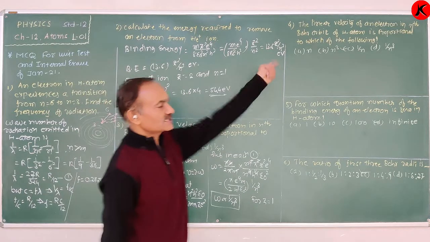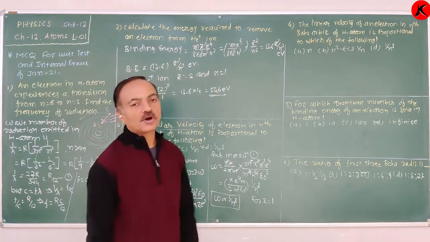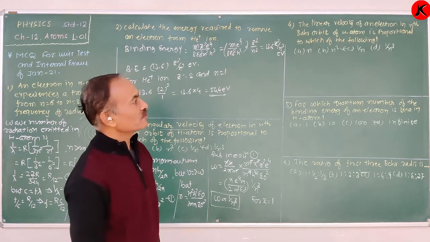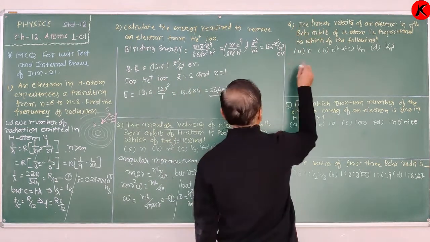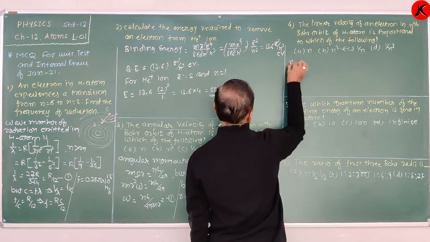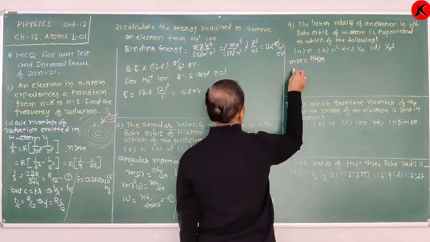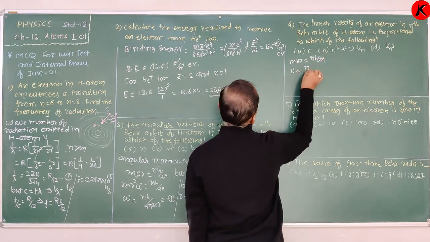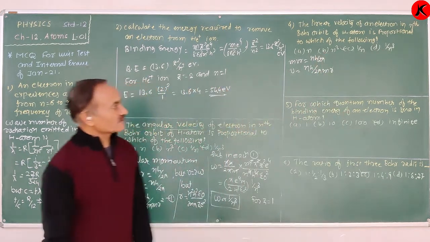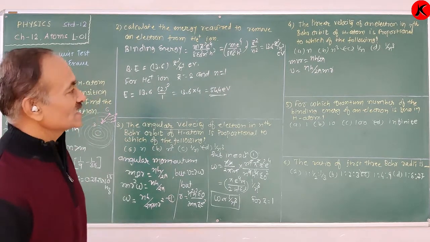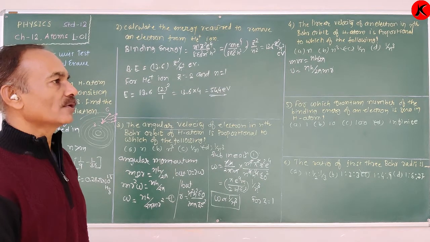The same, next question. Linear velocity of an electron in nth Bohr orbit of hydrogen atom is proportional to which of the following? So we know that mvr is equal to nh upon 2 pi. Therefore v is equal to nh upon 2 pi m r. So most of the students answer that velocity is directly proportional to the number of orbit. So there is the flaw.